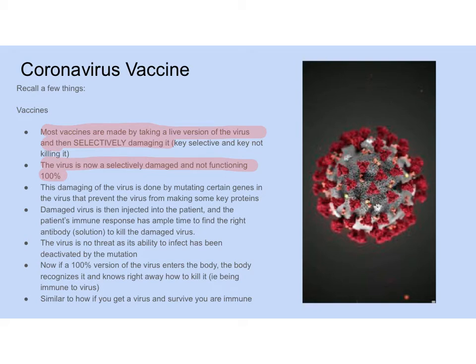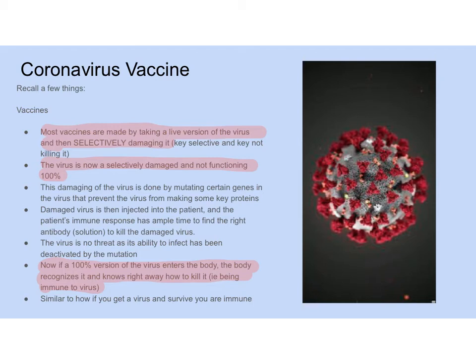Okay? Now, once you've given that person the vaccine or you've given them a weakened version of the virus, your body will figure out, well, how do I fight that? Okay? And once it knows how to fight it once, it knows that for a long period of time, and then you are considered immune. So once you give that person the vaccine, if a 100% version of the virus enters your body, the body recognizes it, it knows right away how to kill it, and you're known as being immune to the virus. And that's how vaccines work.